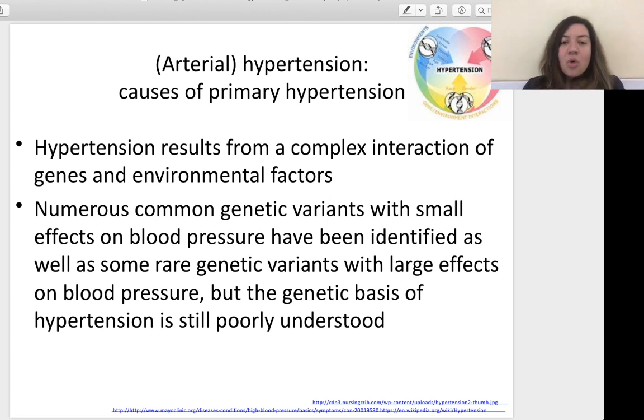Hypertension results from a complex interaction of genes and environmental factors. Numerous common genetic variants with small effects on blood pressure have been identified, as well as some rare genetic variants with large effects on blood pressure. But the genetic basis of hypertension is still poorly understood.